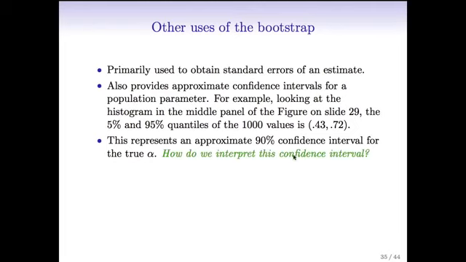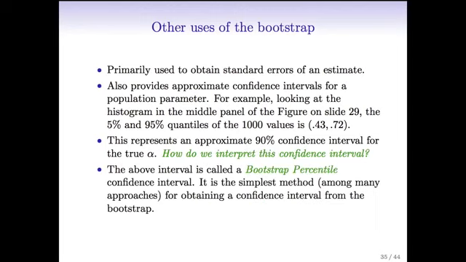And remember how to interpret this confidence interval. What this means is that if we were to repeat this experiment from the population many times, the confidence interval that we obtain would contain the true value of alpha 90% of the time. That's what a 90% confidence interval is. We talked about that earlier. This particular way of constructing an interval is called a bootstrap percentile interval.